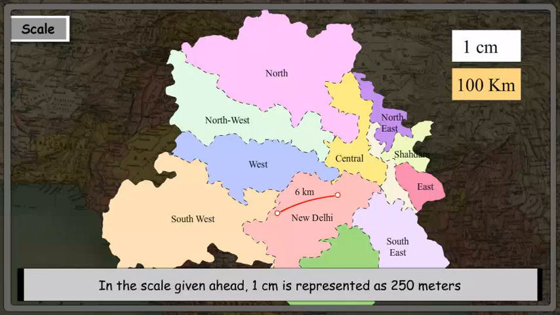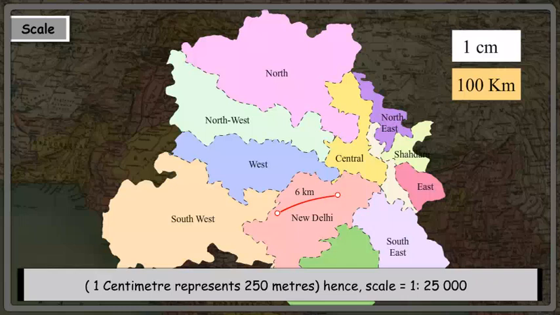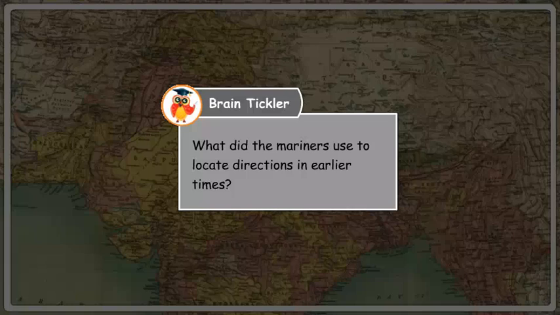Let us understand this with the help of an example. In the scale given ahead, 1 centimeter is represented as 250 meters, which is the ratio of the distance on the map to the actual distance on the ground. 1 centimeter represents 250 meters. Hence, scale is equal to 1 is to 25,000. Brain tickler. What did the mariners use to locate directions in earlier times?